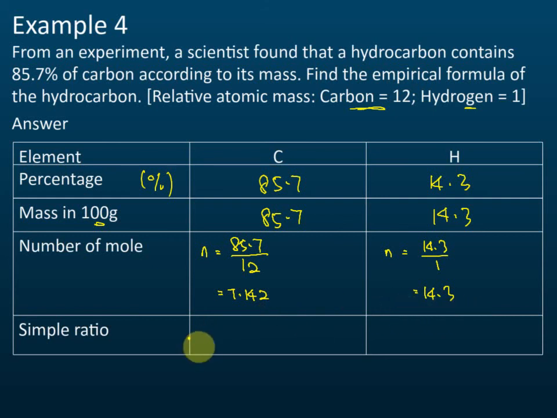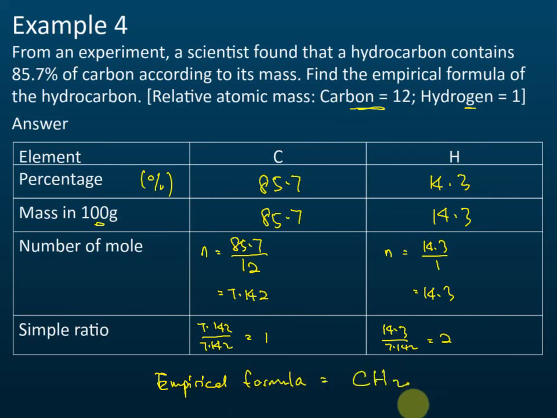Now how about the simple ratio? So the simple ratio is 1 to 2, right? So therefore the empirical formula is CH2. Yes, that's correct. One thing that you need to know, in the exam they won't give you this table, so you need to know the steps for the calculations. First, find the percentage, and then find the mass, find the number of mole, and find the simple ratio.